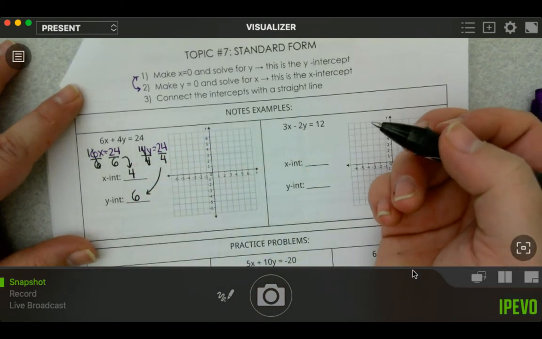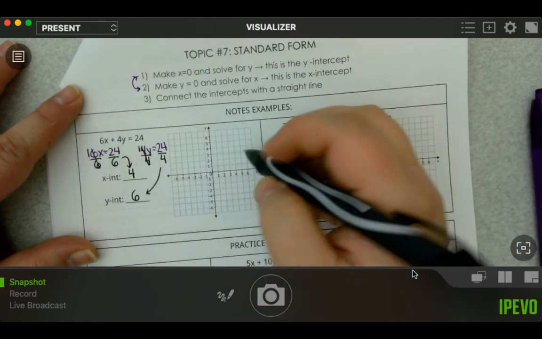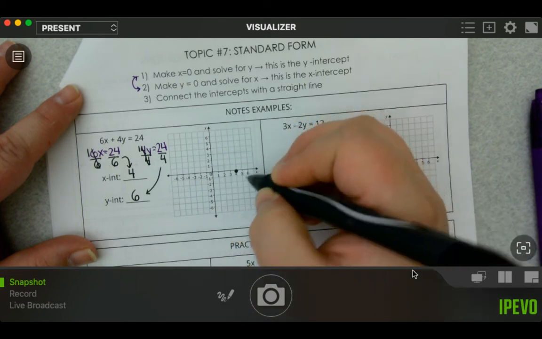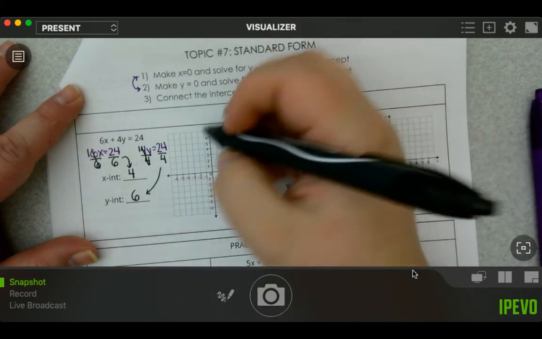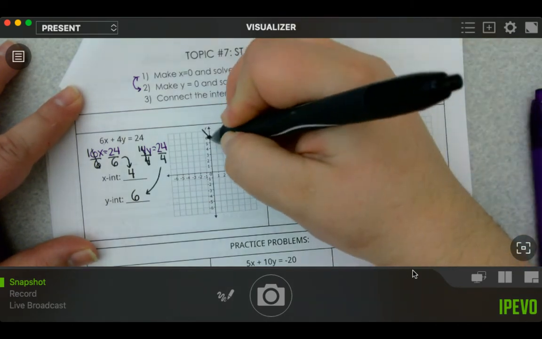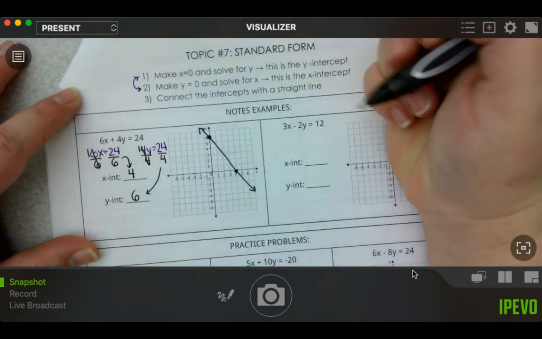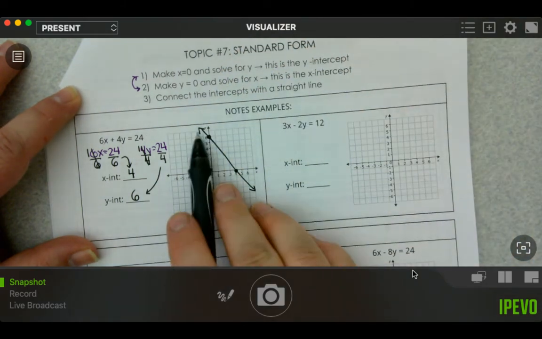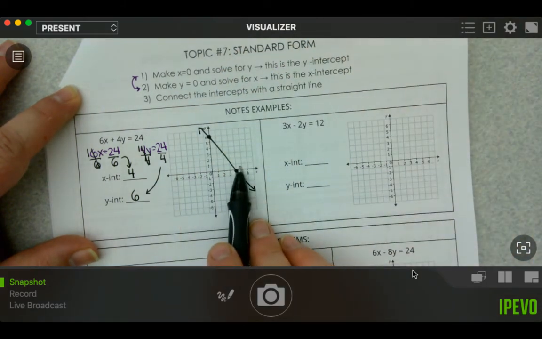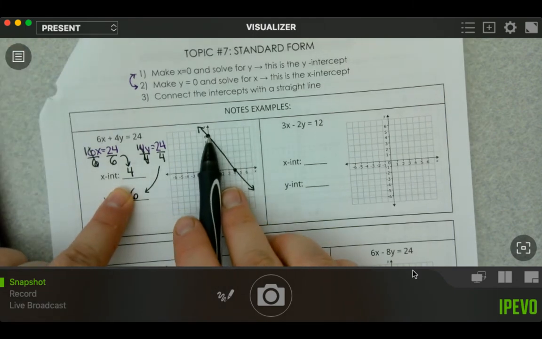Then you put these two things on the graph. X equals 4, y equals 6, and connect them with a straight line. So you're not using slope, you're technically still using the y-intercept here, but instead of using slope to figure out how far you go down and over, you just are looking at the x-intercept, and that tells you, oh, I'm going to go from here to here.